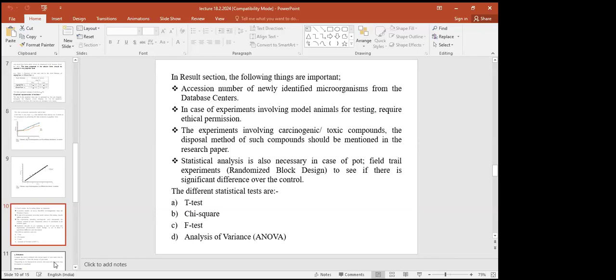In case of experiments involving animal models, for testing, some of the experiments might require the use of animals, okay. In that case, ethical permission has to be taken, and that permission has to be attached when you are submitting the research paper, okay. There is an option when you are submitting the research paper: wherever required, if you need ethical permission, you have to take it and attach it when you are submitting the paper.